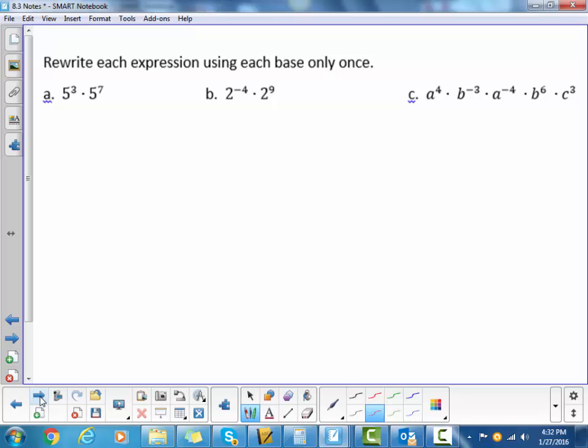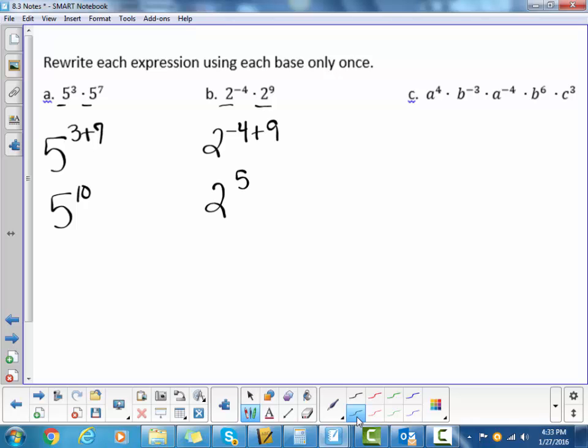Let's try rewriting these expressions using each base only once. I have 5 cubed multiplied by 5 to the 7. Again, because the bases are the same, I add the 3 and the 7, and I get 5 to the power of 10. In our second example, I have 2 to the negative 4th power multiplied by 2 to the 9th. Negative 4 plus 9 is 5, so I have 2 to the 5th power.